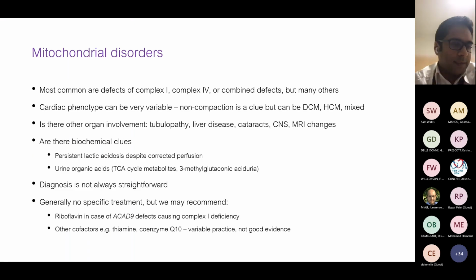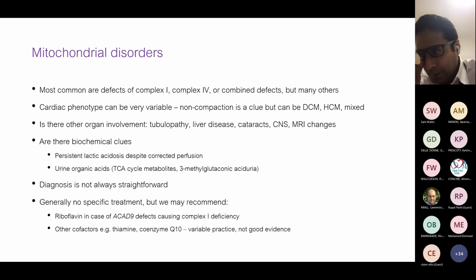And so mitochondrial disorders, as I've said, are the most common defects that we see that are associated with cardiomyopathy. They can involve complex 1 or complex 4 or combined defects, but it can be really many of them. And the cardiac phenotype can be very variable, as I said. So there may be clues because there's other organ involvement. Here there was clearly CNS involvement as well. And it's worth thinking about, is there renal involvement? Is there tubulopathy? Is there liver disease? Are there cataracts? And the biochemical clues, it's not easy to tease out.